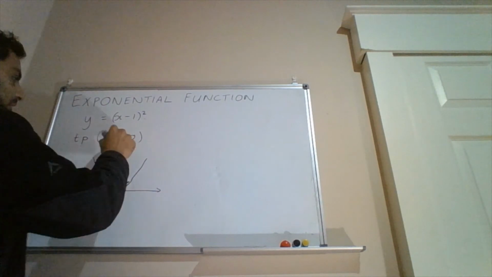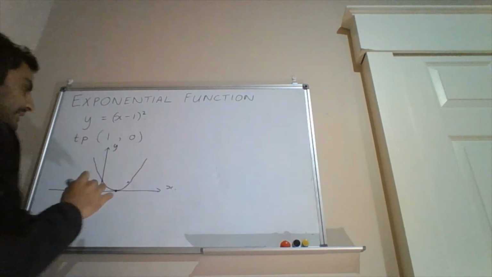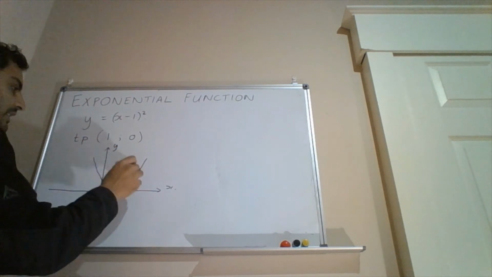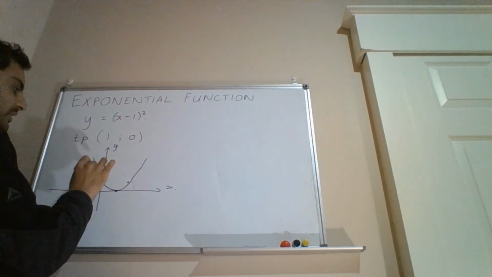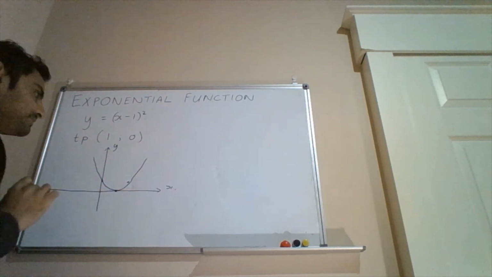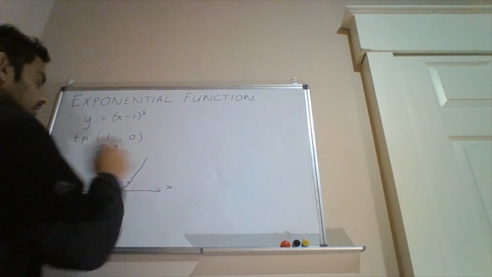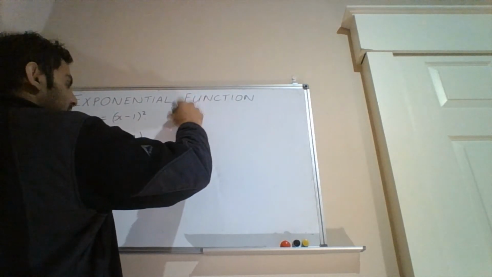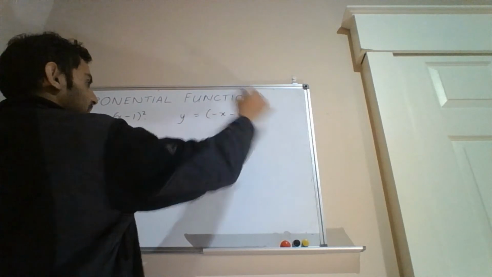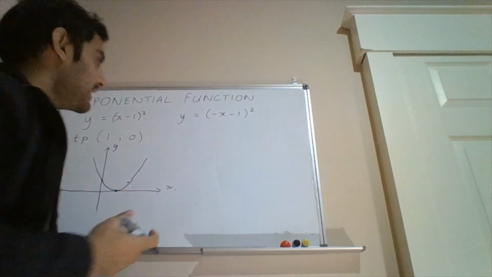Okay, now let's look at a reflection about the y-axis. So I'm going to take each of these points and flip them. If the points are negative, when I flip them, they're going to become positive. So when I flip about the y-axis, I keep y the same, and I make x negative. So this would be our equation.